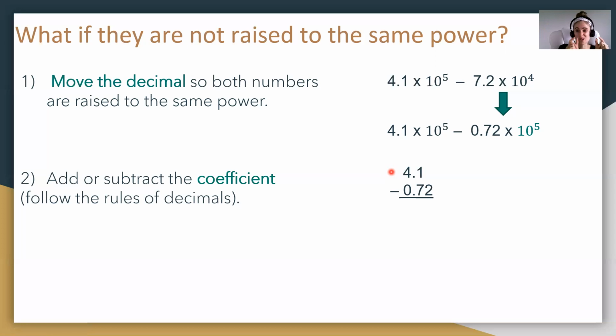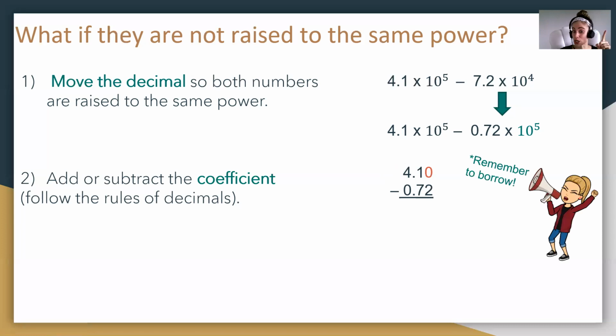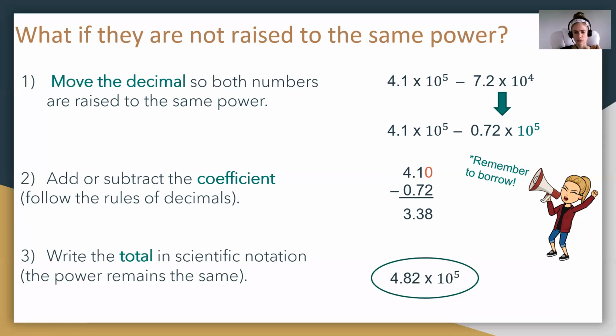And once again, that's really the only extra tweak. Everything else is the same. So remember all those borrowing techniques that you need when you have to subtract. And you will get 3 and 38 hundredths. Now I just need to rewrite it in scientific notation. And clearly I have a big old typo there because that doesn't match, does it?